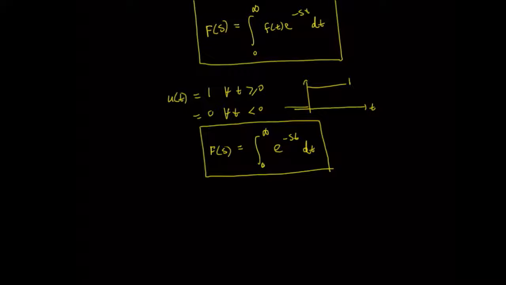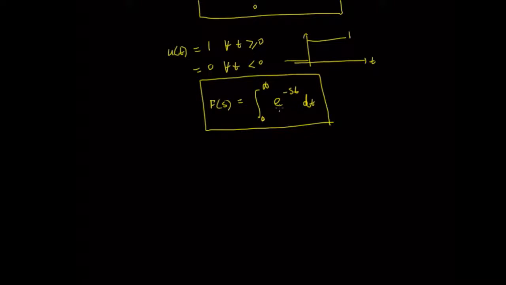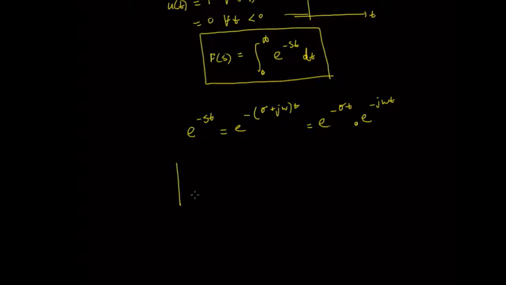Whenever we look at this e to the minus st, we can split it. e to the minus st equals e to the minus, and now s is our sigma plus j omega, times t. That can be written as e to the minus sigma t times e to the minus j omega t. Now we look at these things separately. First of all, e to the minus j omega t. We're interested in whether j omega is positive or negative. We've already seen this in a previous video, I think video number 3 in this series, when I looked at the complex exponential. So this is a little bit of revision.